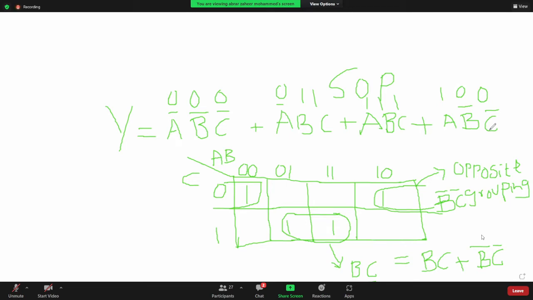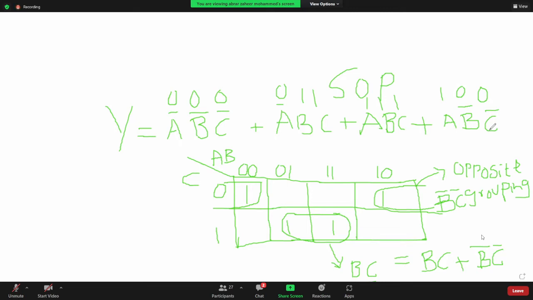The expression is given that Y is equal to A bar B bar C bar plus A bar B C plus A B C plus A B bar C bar. So this is the SOP equation, that is sum of products. So A bar B bar C bar is one product term, A bar B C is one product term, and A B C is one product term, and A B bar C bar is one product term.